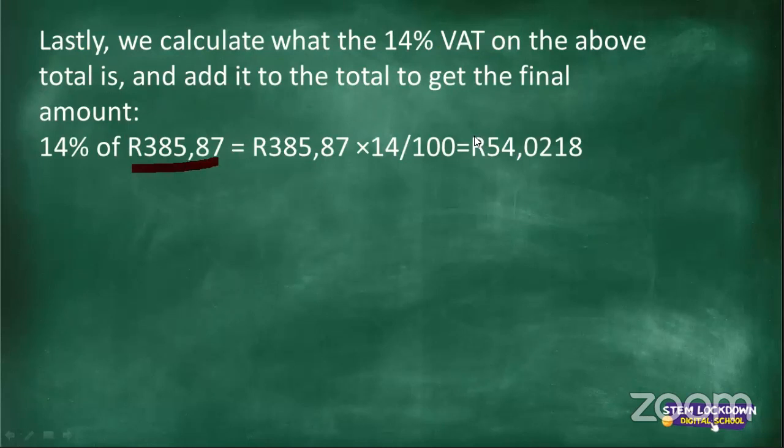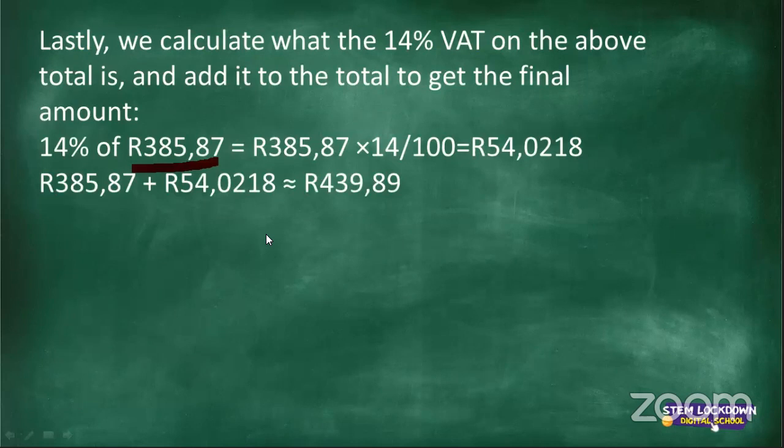Why did I leave this here? As I've always mentioned, we should always round off at the very final stage. So you get your answer, and you add the 14% to the value of the total, because the value which is inclusive of VAT would be your total value plus the 14% we just calculated. And then you get your final answer, which is VAT inclusive.